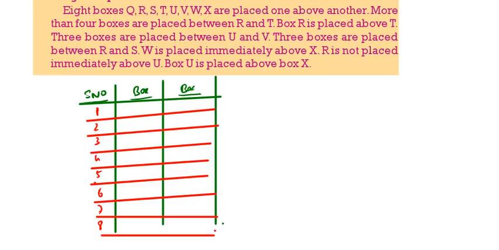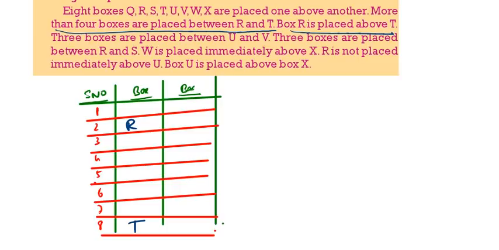See the first point. More than 4 boxes are there between R and T. R is placed above T. This is T. 1, 2, 3, 4. So more than 4 boxes are there between R and T. More than 4 boxes. See 1, 2, 3, 4, 5. We can take R here in the second place. R is placed above T. So if we take R here, I can take T here. This is also correct.